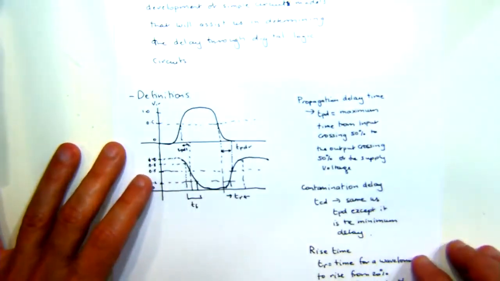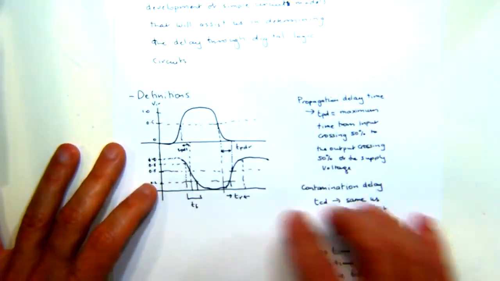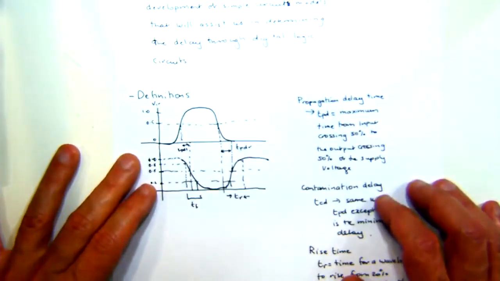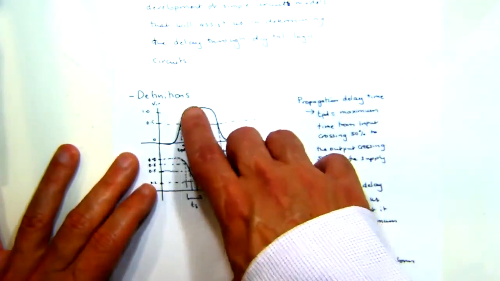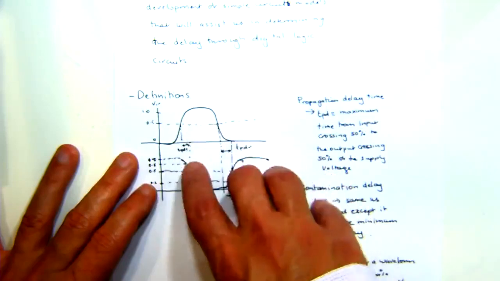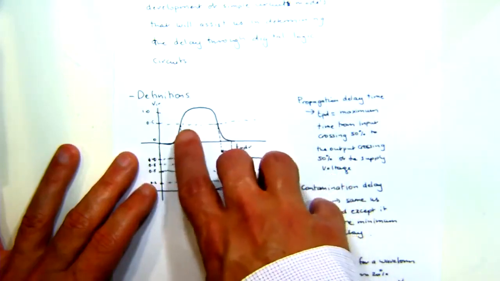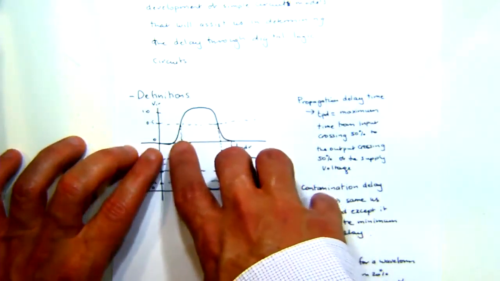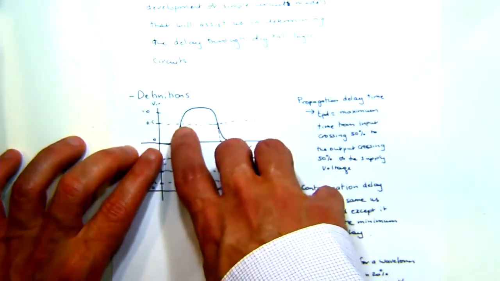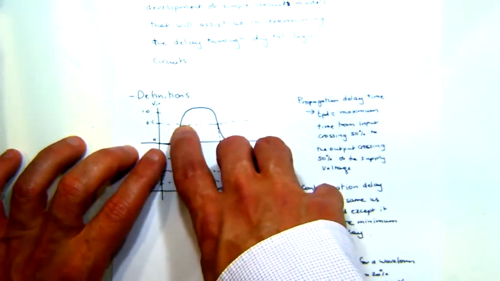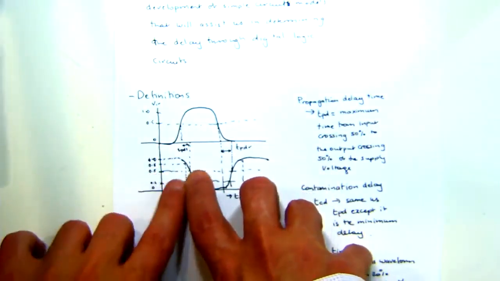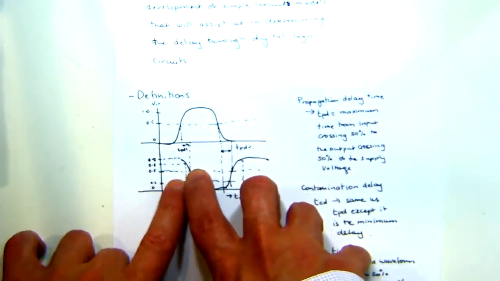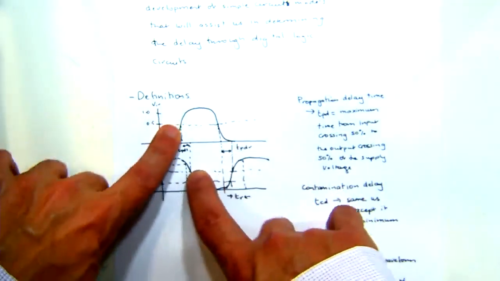And the first thing that I wanted to look at, and as you can tell, this is an inverter type structure, is the propagation delay. We define the propagation delay as the time it takes from the input going to 50% of VDD to the output dropping to 50% of VDD. That's the definition of propagation delay.